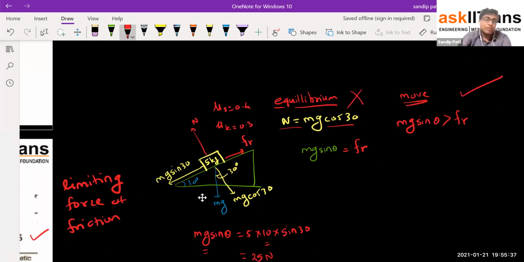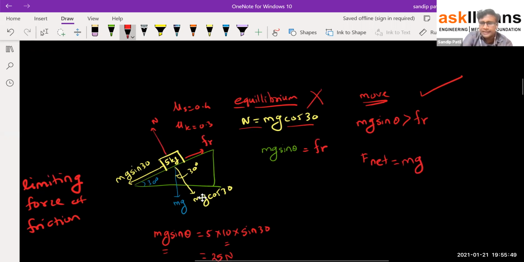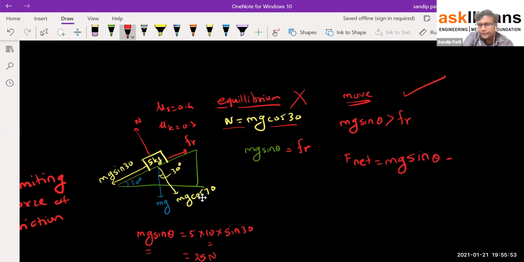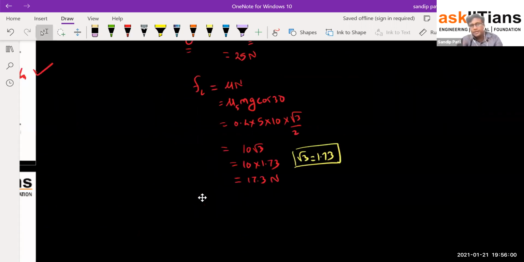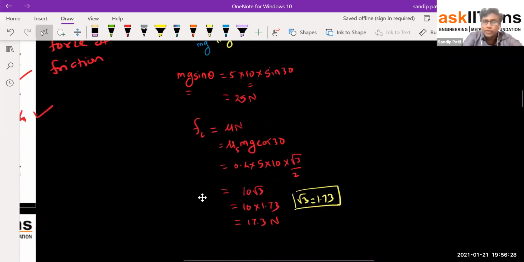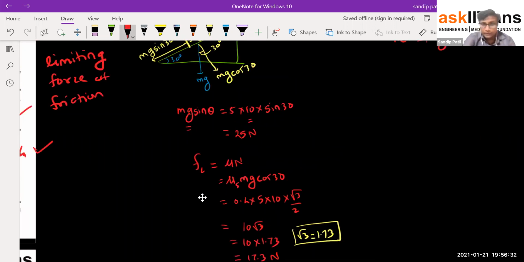Okay, so let's learn one more concept here. We already know that this block is going to move. What is the net force? Can I say the net force is mg sin theta? mg sin theta is taking that block downward. Who is opposing it? Fr, the frictional force. How much is the frictional force? Is it 17.3? No, that is the maximum value of the frictional force. What is the meaning of 17.3? If you apply a force of 10 Newton, the frictional force will be 10 Newton. If you apply 15 Newton, it will be 15 Newton. If you apply 17.3, again it will be 17.3. But what happens if you apply a force of 18 Newton? Is it going to be 17.3? No, it is going to reduce, because this is the limiting static force of friction.